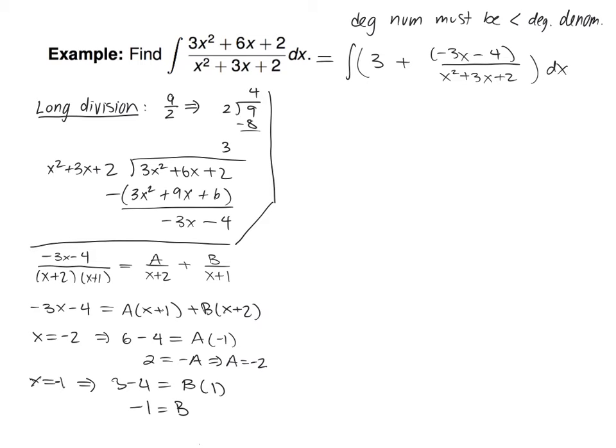It gets simple, yep. So your integral is now the integral, the antiderivative, of 3 plus negative 2 over x plus 2 plus negative 1 over x plus 1. And you've made it into something that you can actually anti-differentiate, right?